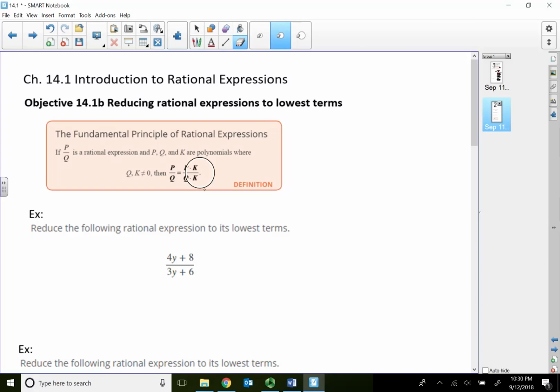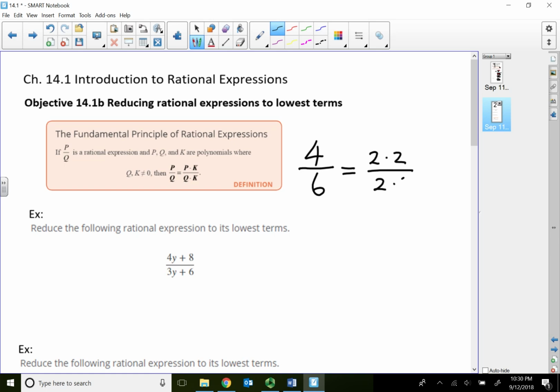A simpler way of saying it is when we're reducing fractions, such as, for example, 4 over 6, we can view 4 over 6 as 2 times 2 over 2 times 3. Since I noticed the same factor on the numerator and denominator, I can reduce them top and bottom first. Therefore, my final answer is whatever I have left, which is 2/3. So this is really no different than regular reducing fractions.